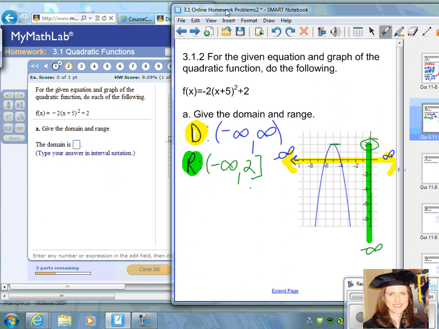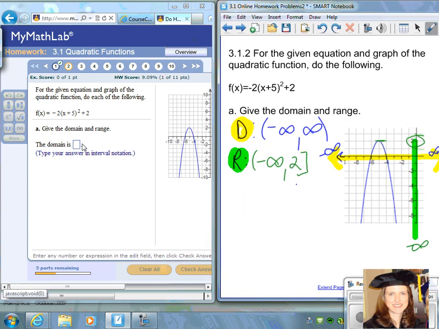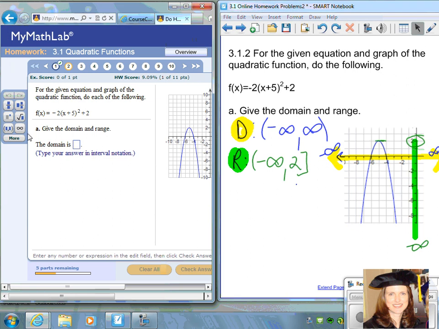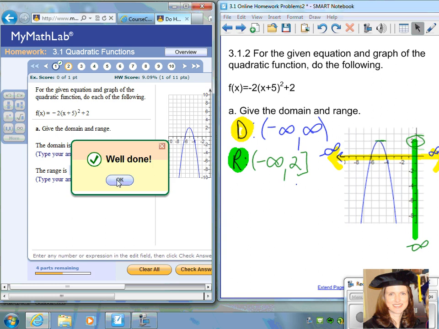Let's enter our answers and check our work. So the domain, again, all real numbers, negative infinity to positive infinity, and the range is negative infinity to +2. Oh, I should have put a bracket there. Bracket, because it actually does touch. Well done.